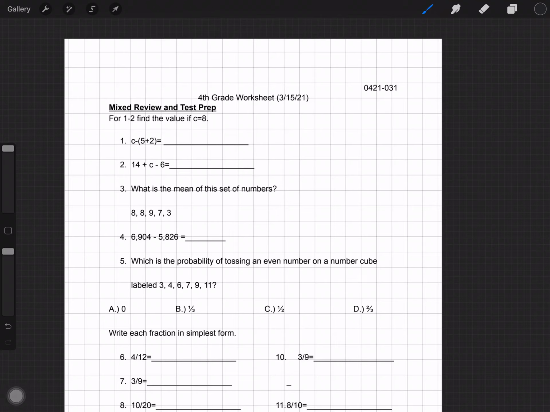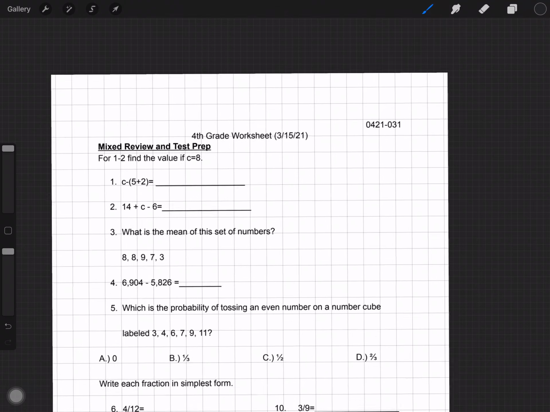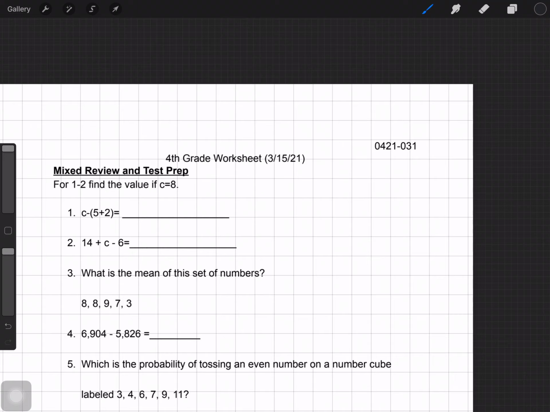I'll be going through the 4th grade worksheets for lesson 31. So the first worksheet that you should have gotten says mixed review and test prep. I'll go through a few questions of each section. So this one says, for 1 to 2, find the value if c is equal to 8.